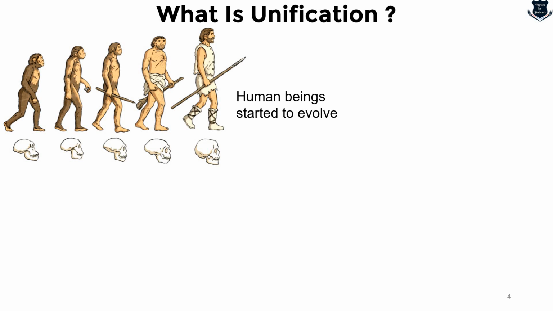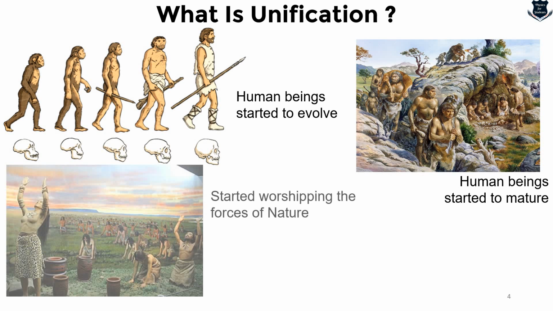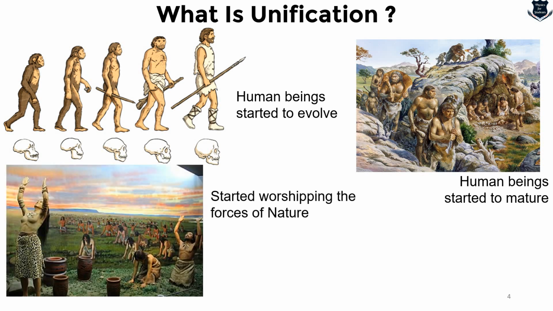Human evolution is the evolutionary process within the history of primates that led to the emergence of Homo sapiens as a distinct species of the hominid family, which includes all the great apes. As we evolved, human beings, the primates, started worshipping the forces of nature. The sun, the earth, the storm, the wind, everything, we started worshipping it, because these were gods during those times.